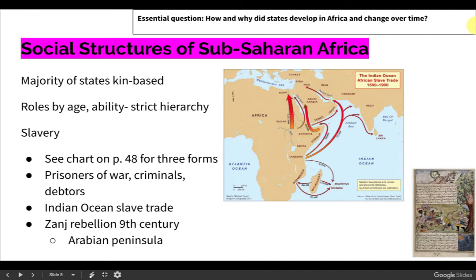A famous slave uprising occurred between 869 and 893, making it one of the largest slave rebellions in history. Despite the rebellion, the institution of slavery and the trade in slaves persisted into the modern era. And think about that persistence as a possible continuity.